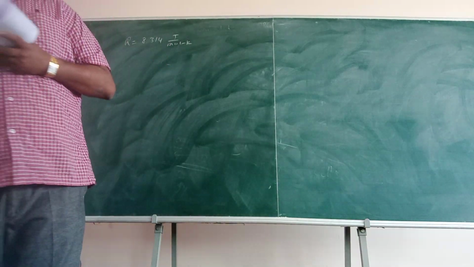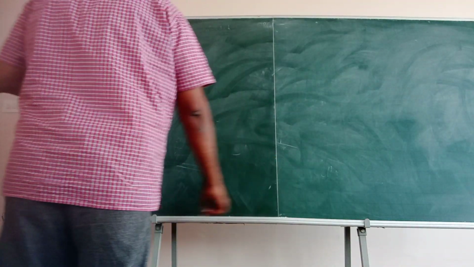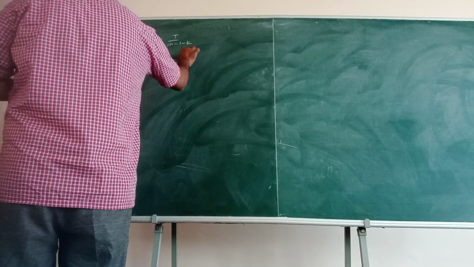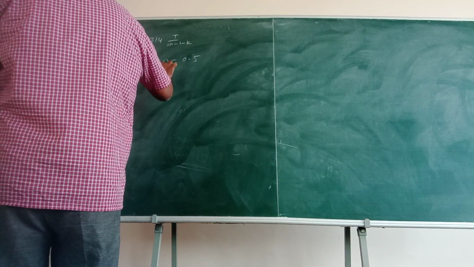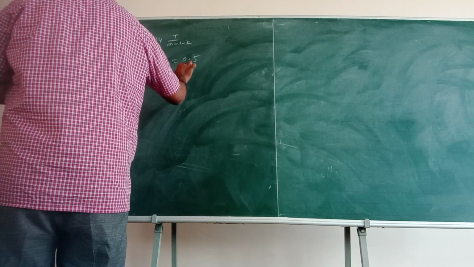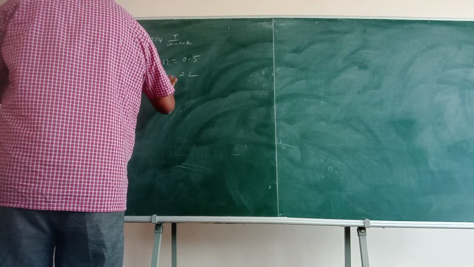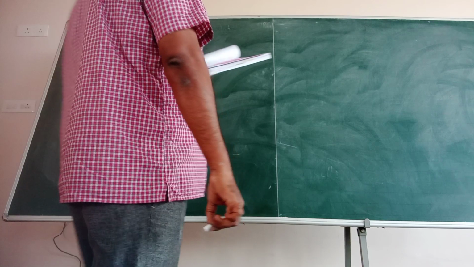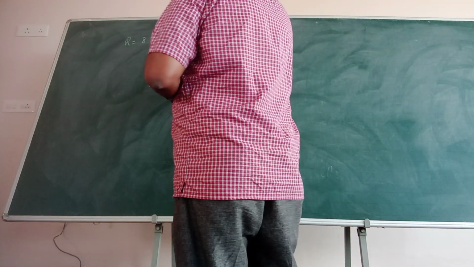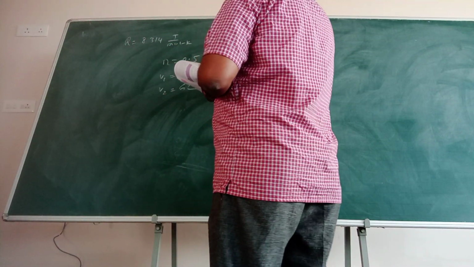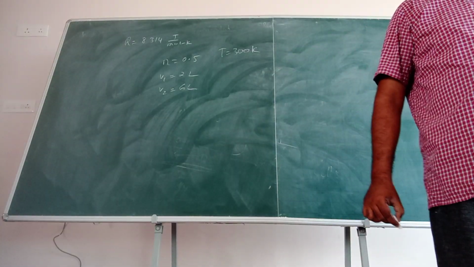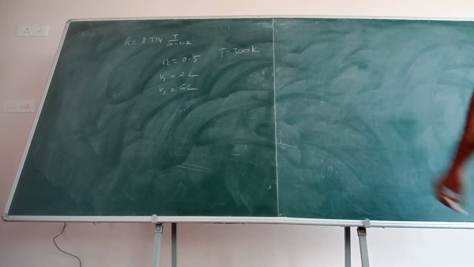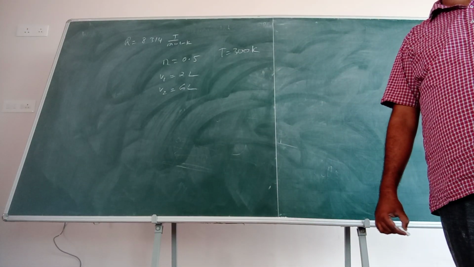R is a universal gas constant. So what is the data given here? N is equal to 0.5, V1 is 2 liters and V2 is 6 liters. Temperature is 300 Kelvin, and he is asking you, the process is isothermal, so you have to find out what is the work done.